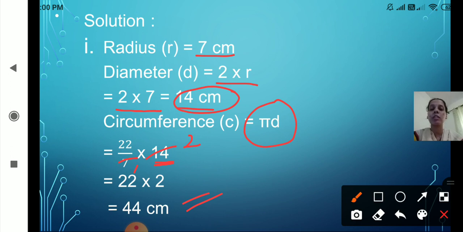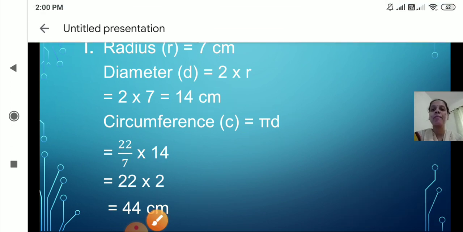Okay, if the radius is given, we have to find out diameter first, then we will find out circumference. So to find out diameter, the formula is 2 multiplied by radius, and circumference is equal to pi d, or you can use the formula 2 pi r. Okay, hope you are clear with this. Now we will see the next sum.